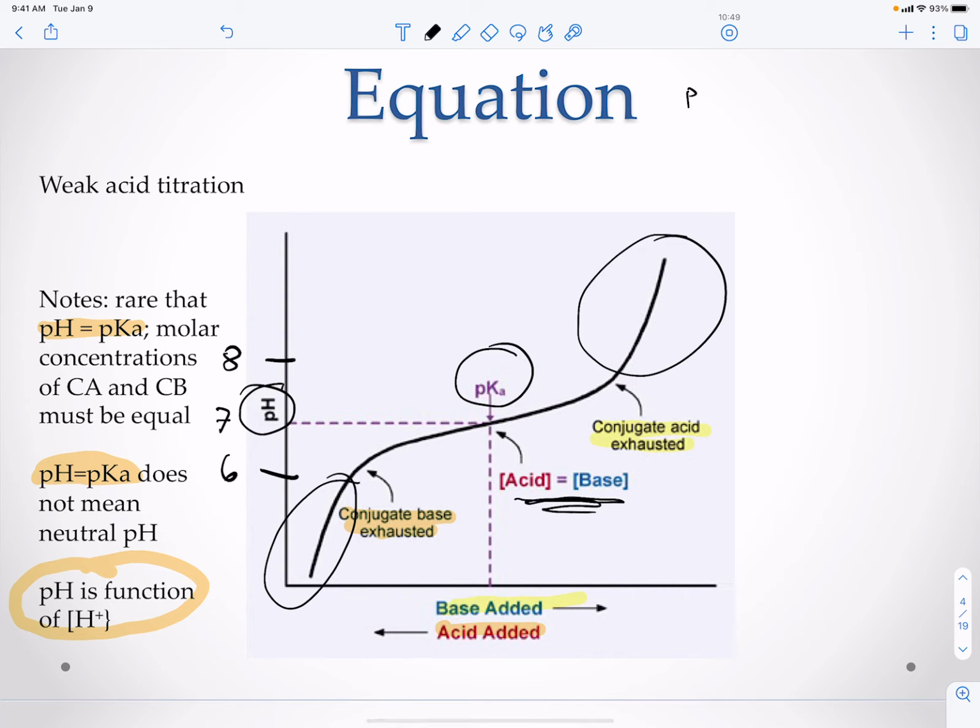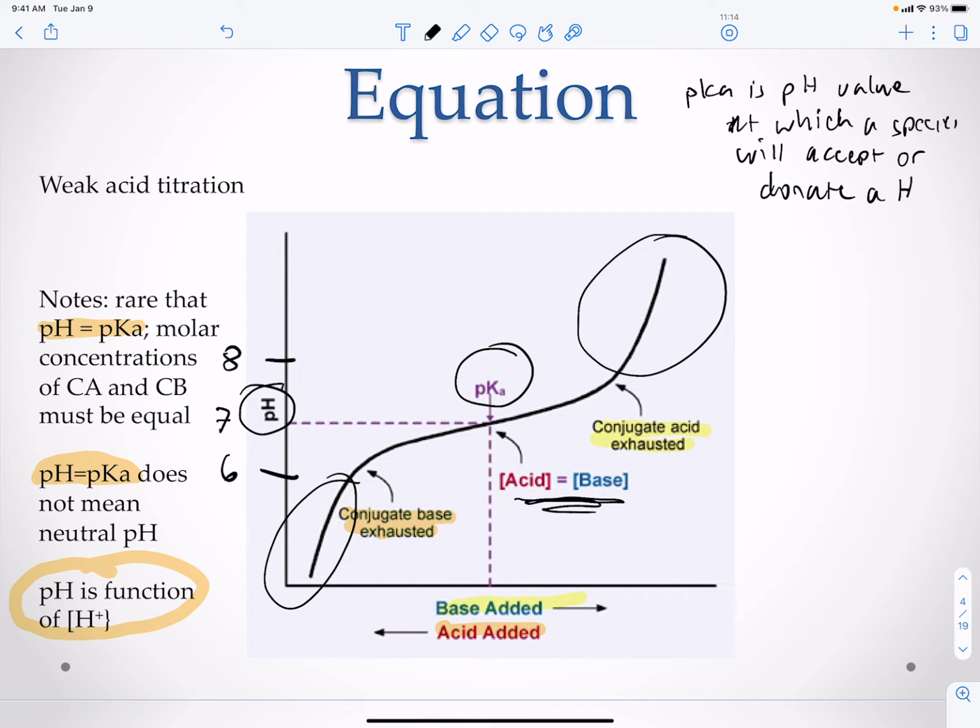Let me write this here. Okay. The lower the pKa, we know, is the stronger the acid with the greater ability to donate a proton.